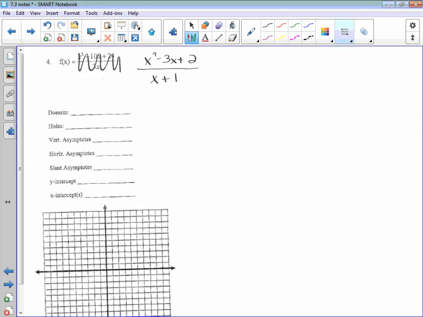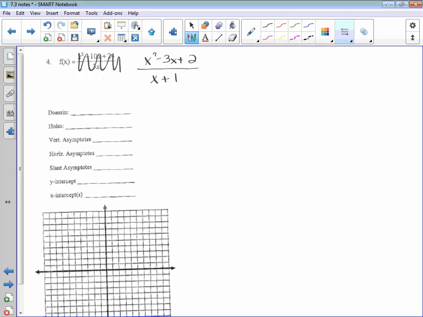All right, so domain. What's your domain? Yeah, first, you can factor. What does the numerator factor into? X minus 1, x minus 2. Okay, so does that actually do anything for us? No. It's nice to have. It is nice. No, it's not. That's horrible. No one asked you.